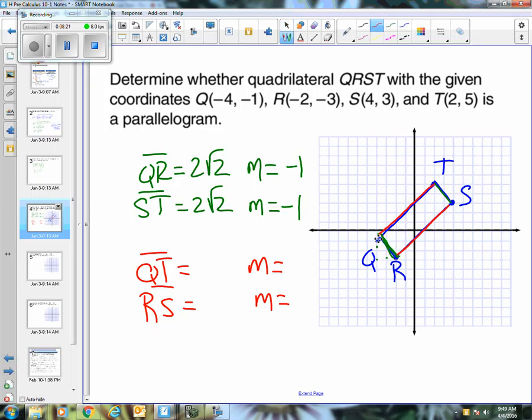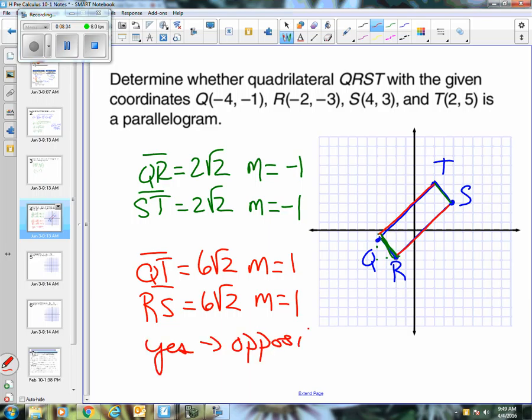All right, then the other one I think ended up to be 6 square root of 2 for each of them, square root of 72, and their slopes were +1. So those were equal as well. So is this a parallelogram? Yes, it is. And why is it? Because opposite sides are congruent, means equal, and parallel.